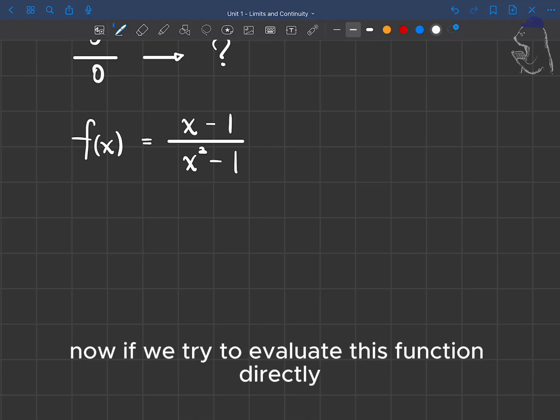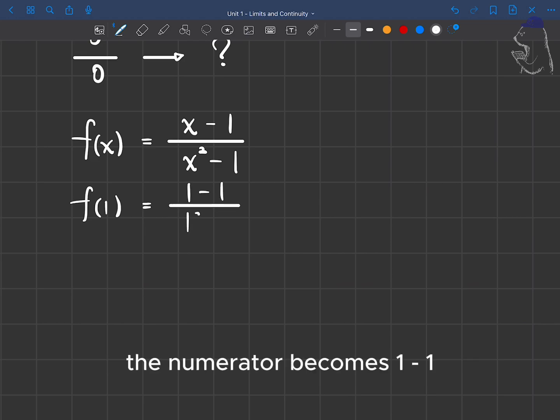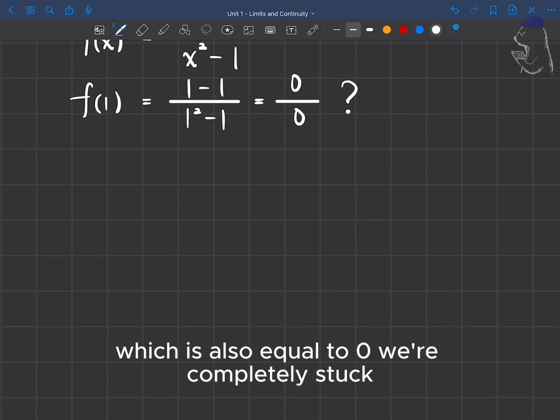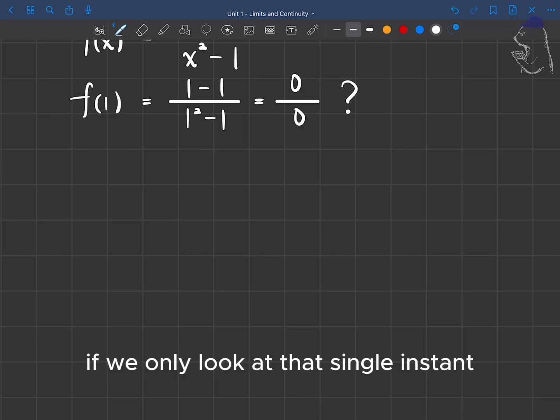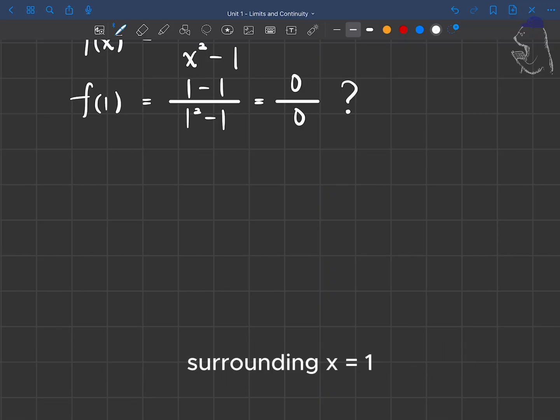Now, if we try to evaluate this function directly at x equals 1, we run into an immediate wall. The numerator becomes 1 minus 1, which is equal to 0, and the denominator becomes 1 squared minus 1, which is also equal to 0. We're completely stuck if we only look at that single instant. But notice what happens if we look at a neighborhood surrounding x equals 1.